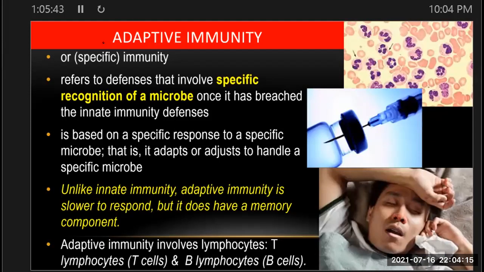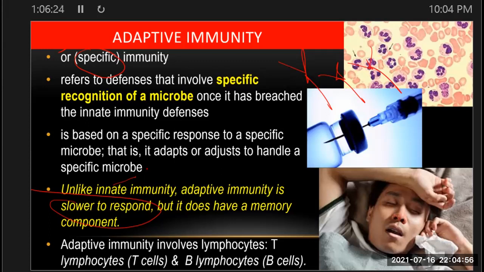So again, adaptive, acquired, specific, and refers to defenses that involve specific recognition of a microbe brought about by the presence of antibodies. Okay? It is based on a specific response to a specific microbe. That is, it adapts or adjusts to handle a specific microbe. Unlike innate immunity, adaptive immunity is slower to respond. Again, remember, innate is always there, and the response is rapid. But with this one, though the response is slow, surely it is really specific, and it can really remember what antigen your immune system is facing.